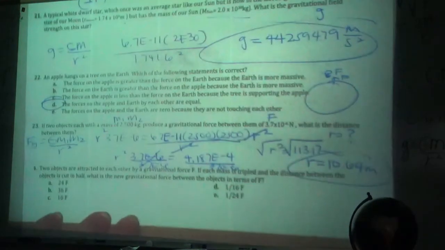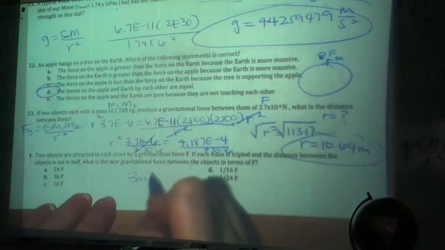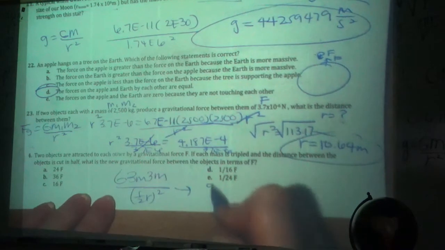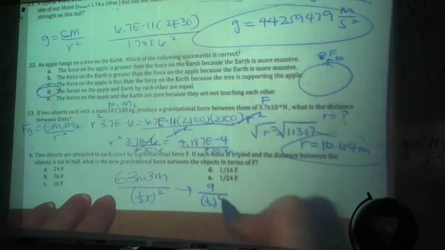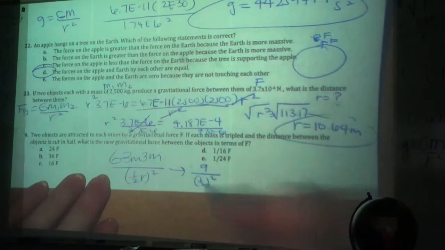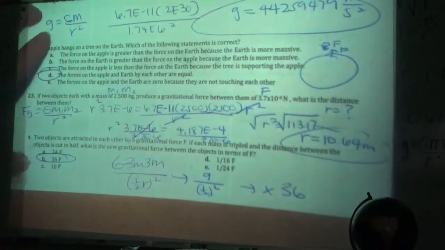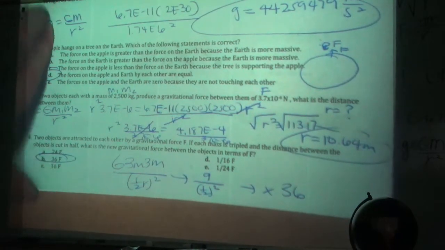Two objects have a force F. If each mass is tripled and the distance is cut in half, that would be a factor of 9 on top and (1/2) squared on the bottom. Make sure you plug in with parentheses. That's going to give you times 36. The new force would be 36 F, 36 times the old force.